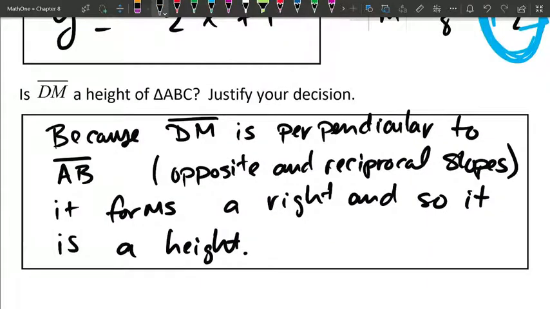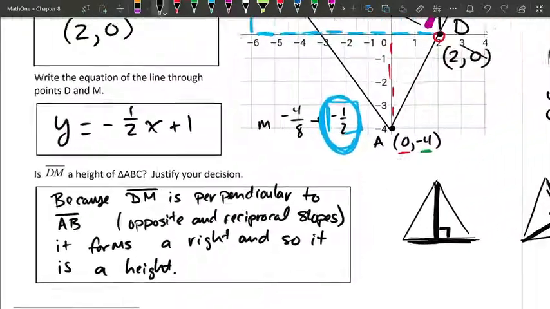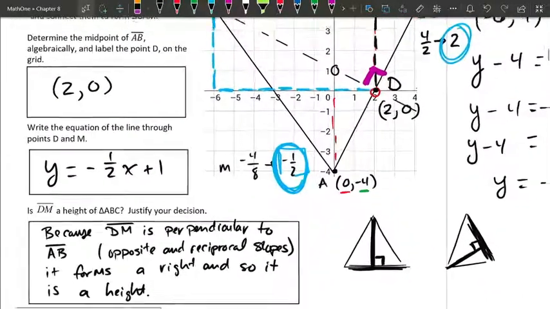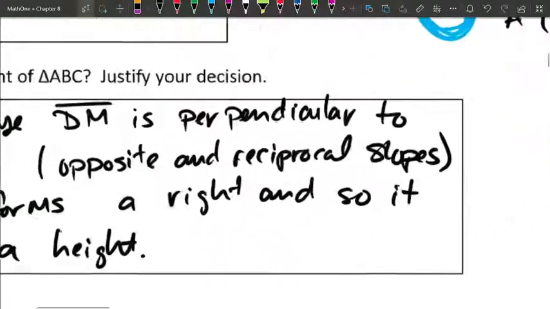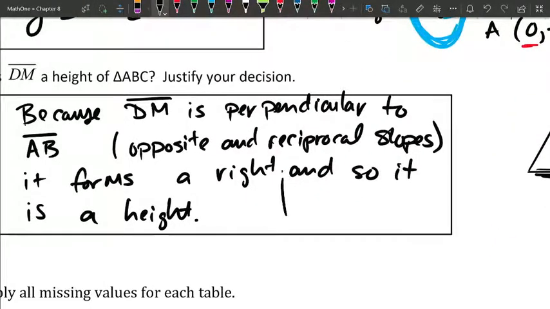So the answer that I wrote down is, because DM is perpendicular to AB, and the reason is because they have opposite and reciprocal slopes, it forms a right angle. I should have the word angle here. And so it is a height. It is a height of the triangle.